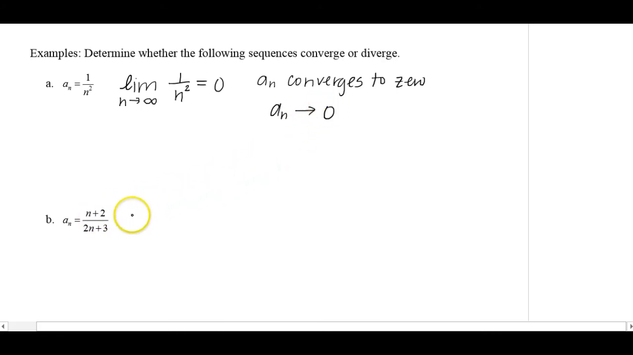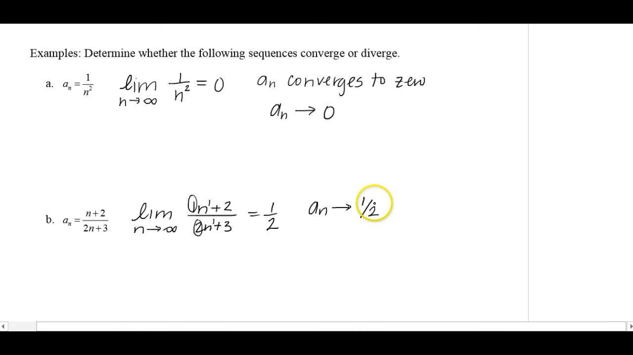So now let's do the next example. We're going to set up the limit as n approaches infinity of n plus 2 over 2n plus 3. Just a quick warning, I know we're used to using x's, but when we're talking about sequences, we have to make sure to use the correct variable, n. Here again, the rules for horizontal asymptotes apply: the degrees match, they're both 1. So we take the leading coefficients, 1 over 2. Since this is a real number, a sub n converges to 1/2.